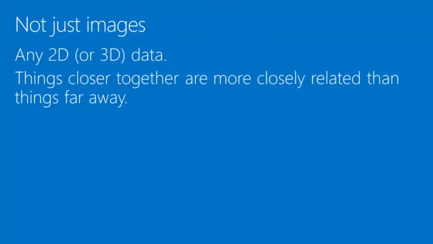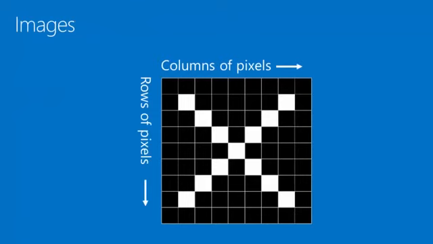Now, what's really cool about these, we've been talking about images, but you can use any two-dimensional, or even for that matter, 3- or 4-dimensional data. But what's important is that in your data, things closer together are more closely related than things far away. What I mean by that is if you look at an image, 2 rows of pixels or 2 columns of pixels that are right next to each other, they're more closely related than rows or columns that are far away.